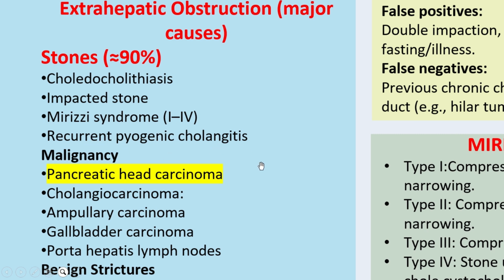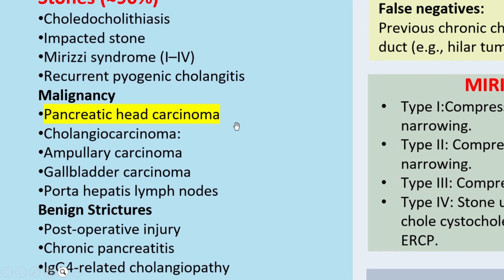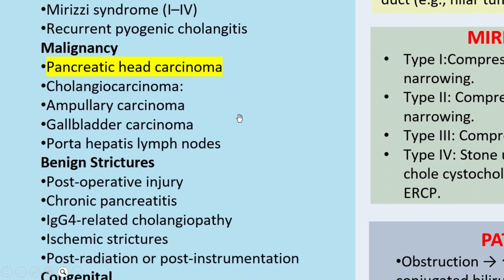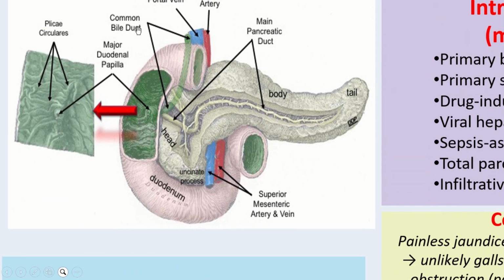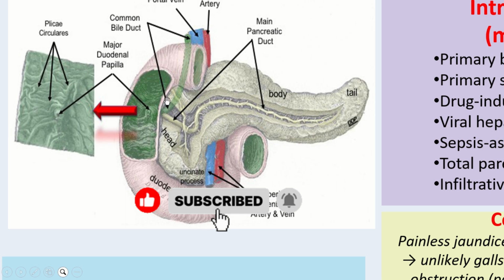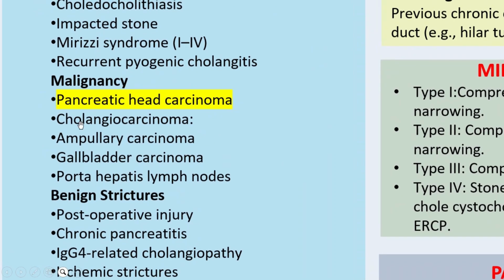Then we can look at malignancies. Sometimes the obstruction can be due to a tumor that is growing and compressing. So when we have malignancies, the pancreatic head carcinoma is the most common. Remember, the pancreas is located next to the common bile duct. So a tumor within the head of the pancreas right here can easily compress this common bile duct, cause obstruction, and then you shall end up with the obstructive jaundice. Other carcinomas include the cholangiocarcinoma. If you have a carcinoma in the common bile duct, that can result in a blockage and then you end up with obstructive jaundice.